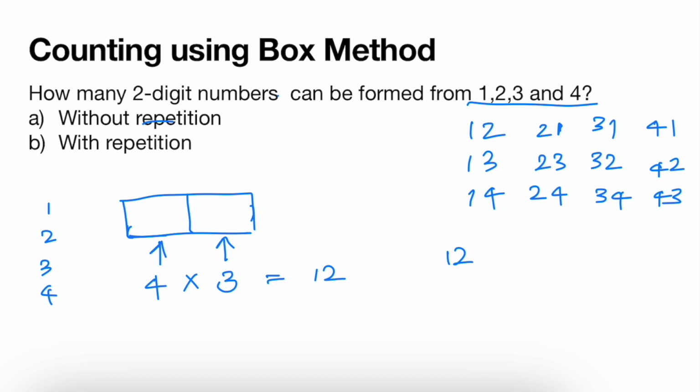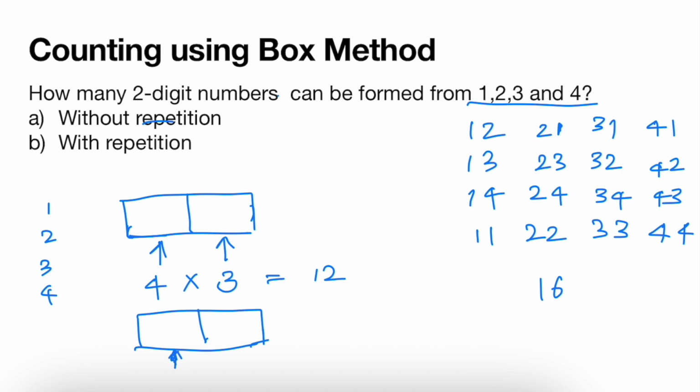Let's go to the other section of the problem, with repetition. What is with repetition? When you say with repetition, it means that we can also add 1, 1, 2, 2, 3, 3, and 4, 4. If you see, there are now 16 2-digit numbers that can be formed. How do we do it using the box method? It's similar to the first method. You have 4 ways to fill the first place, and if you see the second place, you still have 4 ways to fill the second place, because the digits can be repeated. So there are 16 2-digit numbers that can be formed from 1, 2, 3, 4. I hope you understood this.